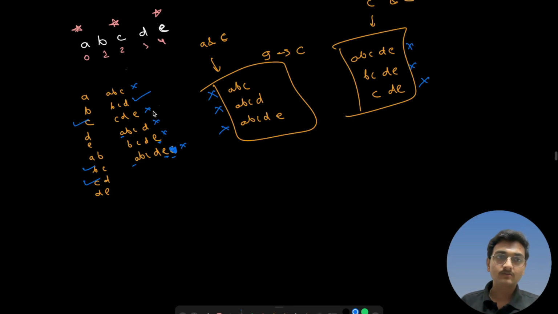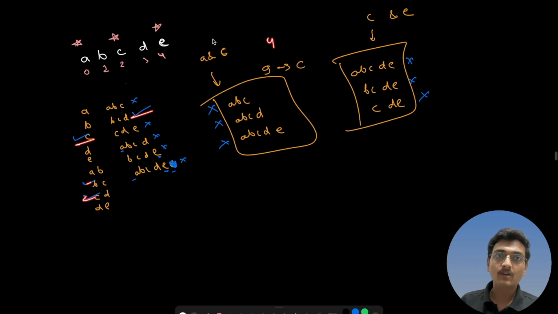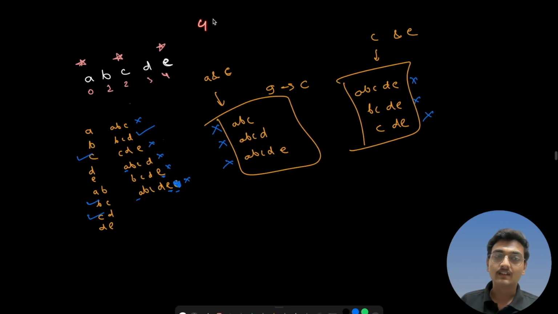So we can see that 1, 2, 3, 4. My answer is 4, and with the formula I was also getting the answer 4. That's why I hope you got it with this diagram, why we are calculating substrings in this effective area. I hope you got it, right?